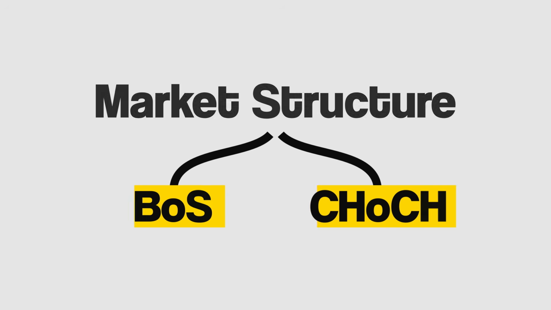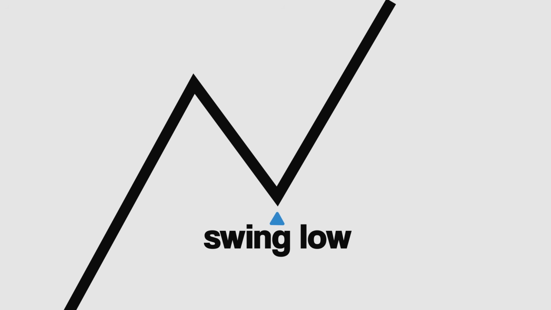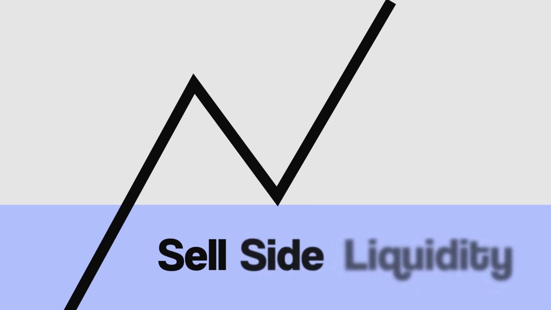When we analyze market structure, we use two concepts: break of structure and change of character. Here's an example of an uptrend. Price starts moving up from this level. We mark this level as a swing low. Below that swing low, we typically have a pool of orders. This is what we call sell-side liquidity.